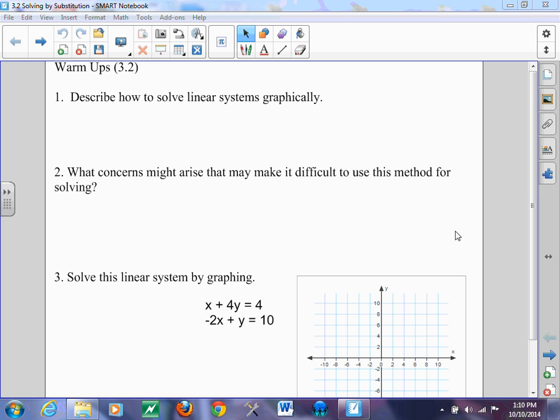Hello class, and welcome to lesson 3.2, solving by substitution. That's going to be our second method on how to solve linear systems.